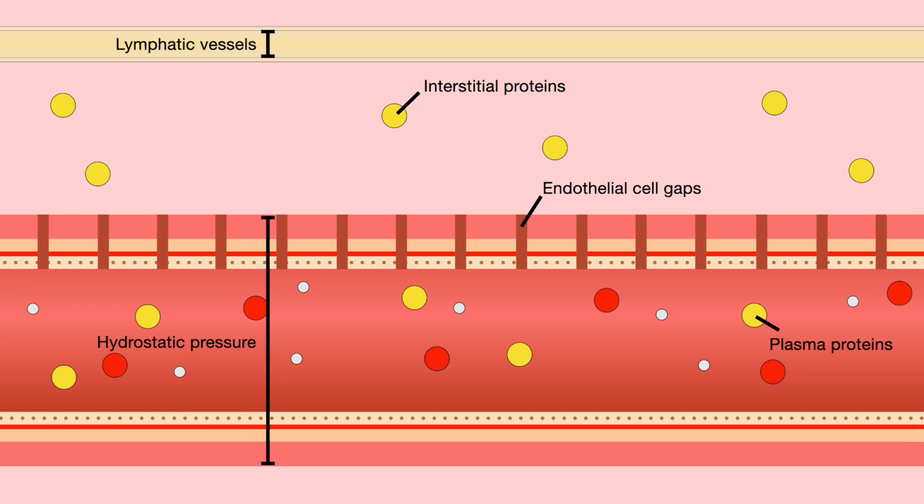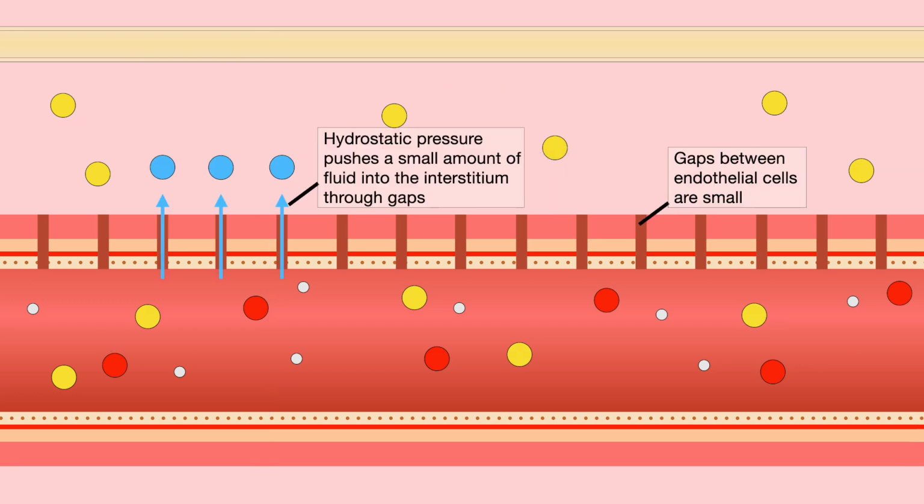So note the four main factors that are shown here. We have the lymphatic vessels, the interstitial and plasma proteins, hydrostatic pressure within the blood vessel, and the endothelial cell gaps. So the first factor that we're going to discuss is hydrostatic pressure, which is also known as blood pressure.